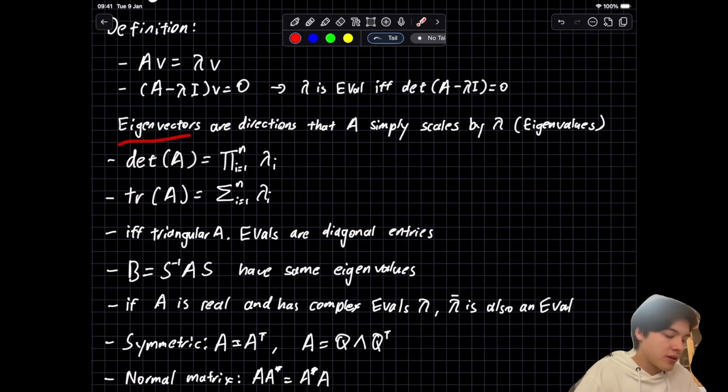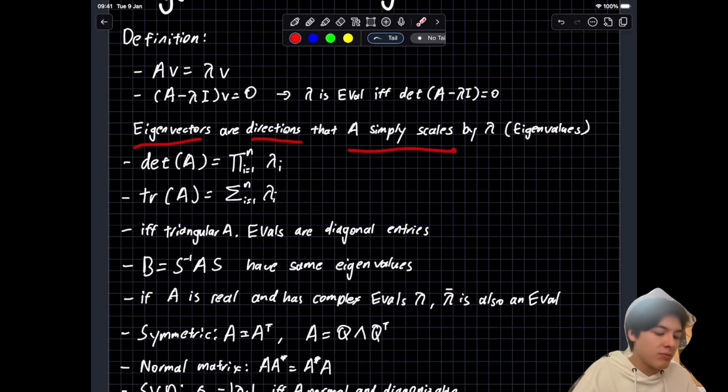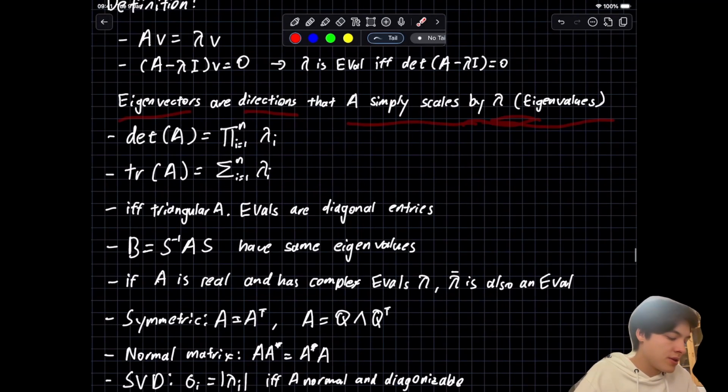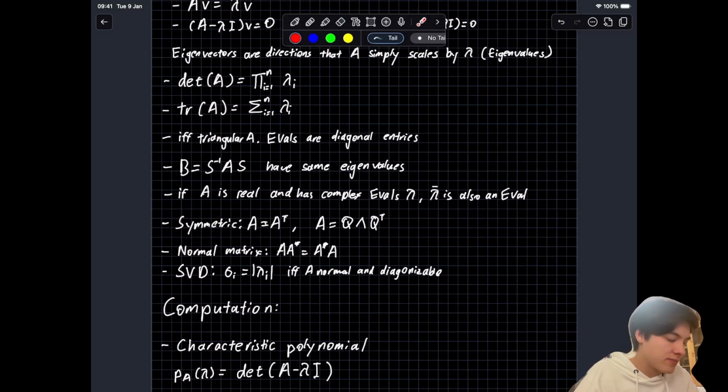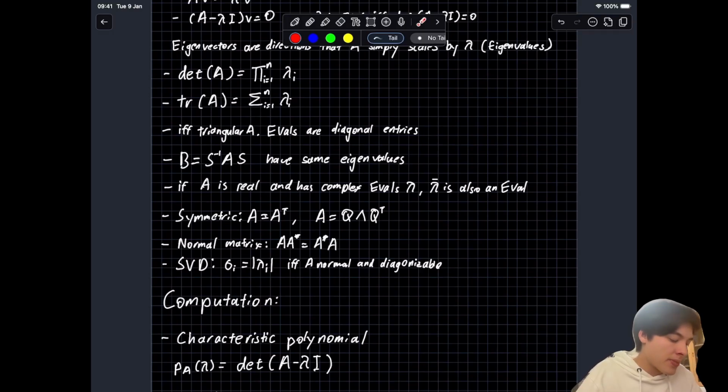So eigenvectors are directions that A simply scales by a factor, the eigenvalues. So the determinant of A is just the multiplication of all the eigenvalues. The trace is the sum of the eigenvalues. If A is already a triangular matrix, then the eigenvalues are just the diagonal entries. If a different matrix is just a transformation of A with this, it has the same eigenvalues.